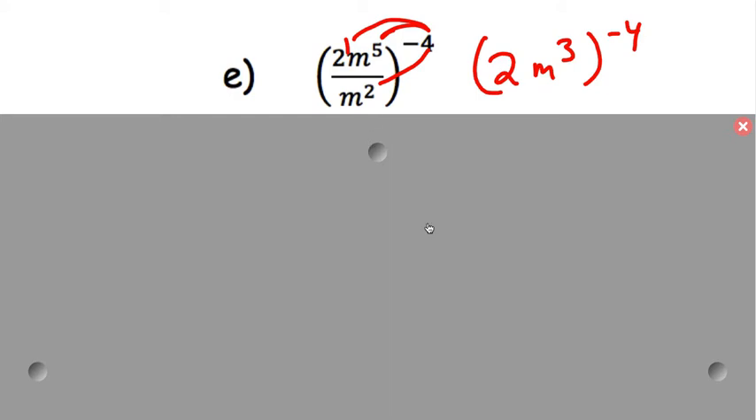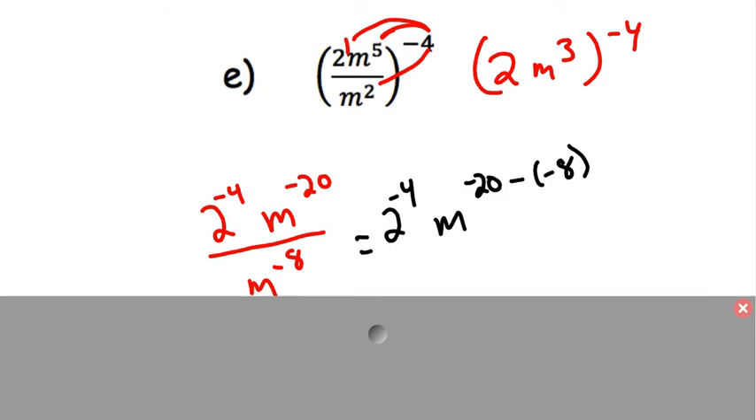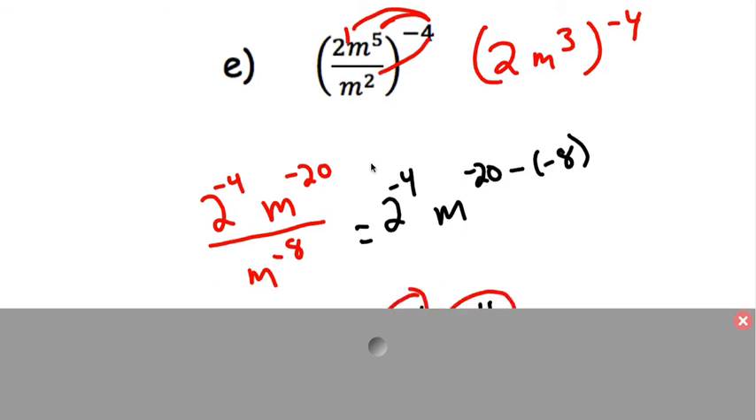All right, so let's go through this here. Multiplying that negative 4 through. Negative 4 times 1 gives you 2 to the negative fourth. Negative 4 times 5 gives you m to the negative 20th. And negative 4 times 2 gives you m to the negative 8th. So then I brought my 2 to the negative fourth over, and then I subtracted these. So I had negative 20, the top exponent, minus the bottom one. So don't forget, this is a double negative, which will be a positive.